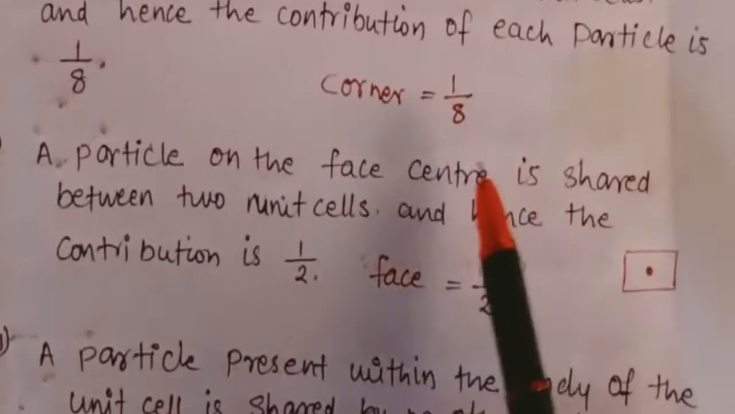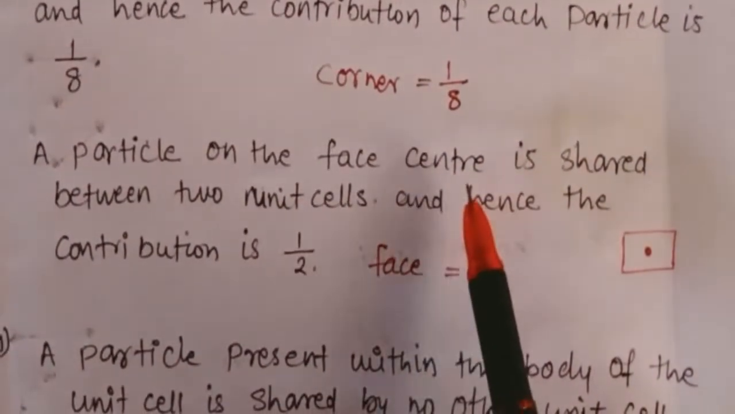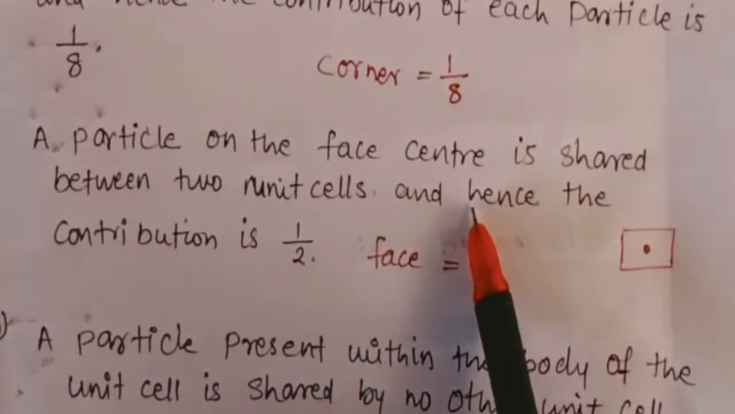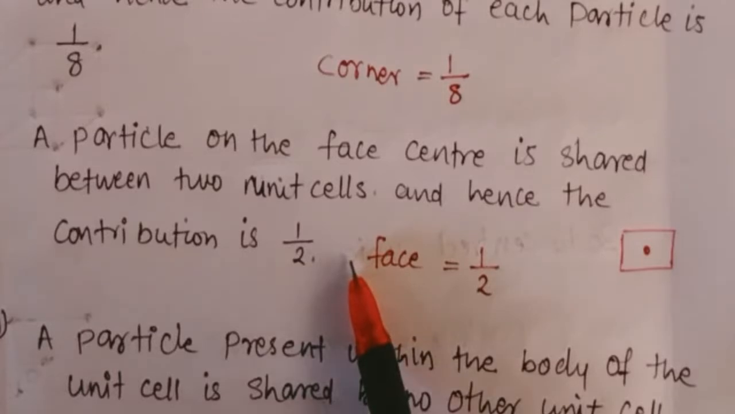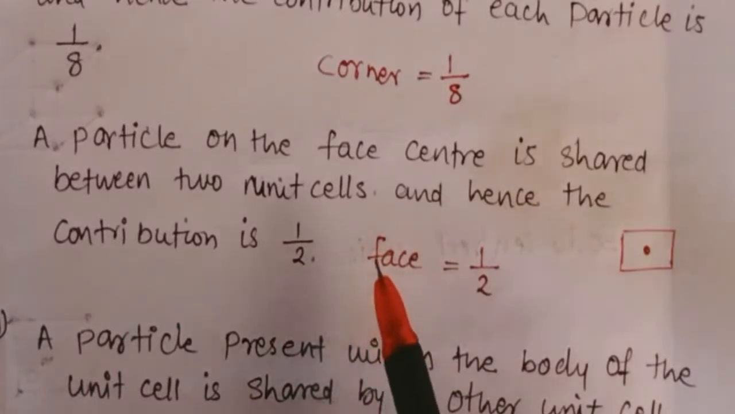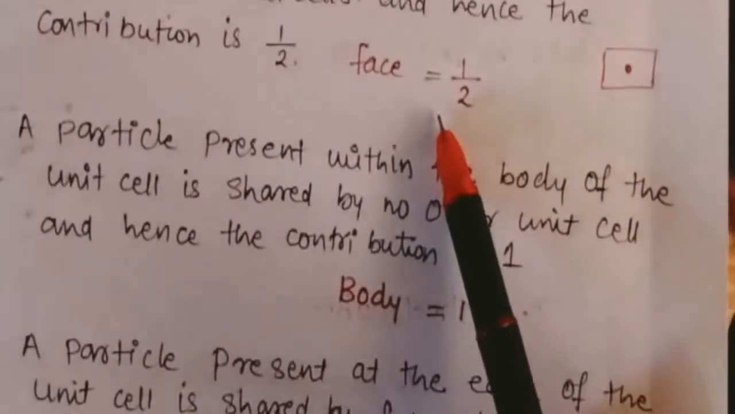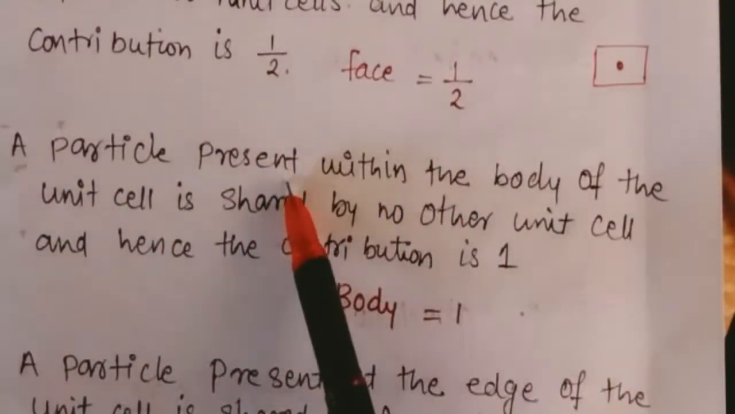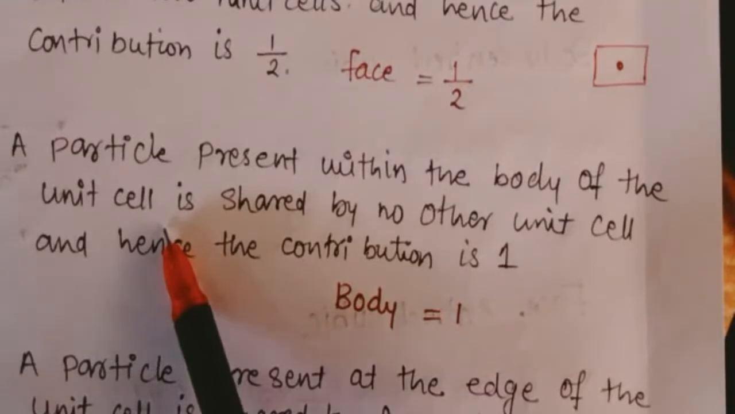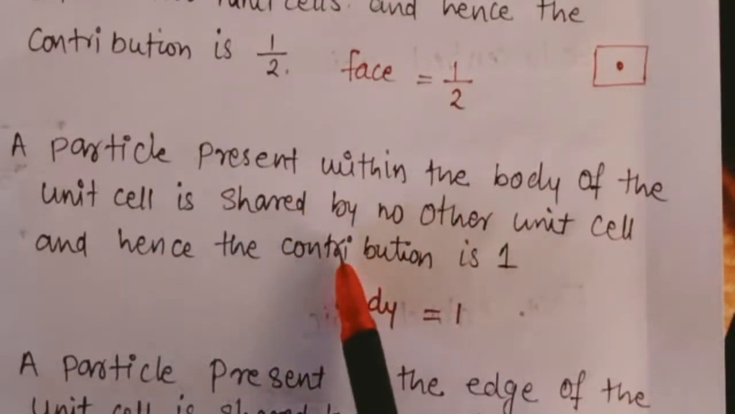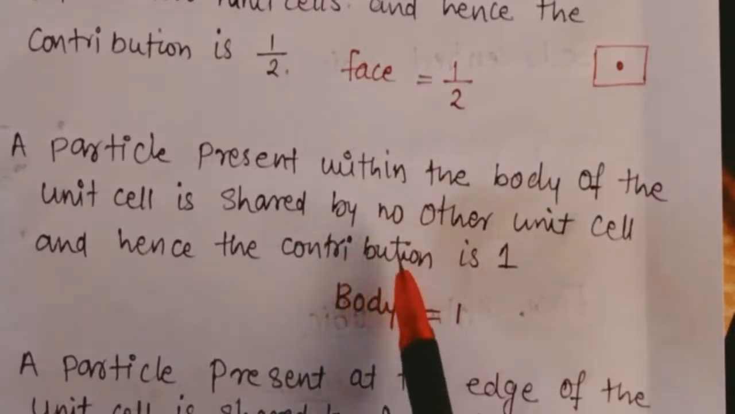Then a particle present at the face center is shared between two unit cells, and hence the contribution is half. If the particle is present at the face, it contributes to 2 unit cells, so the contribution to 1 unit cell is half. Then the third one is the particle present within the body of the unit cell. If the particle is present in the body, then it is not shared with any other unit cell.